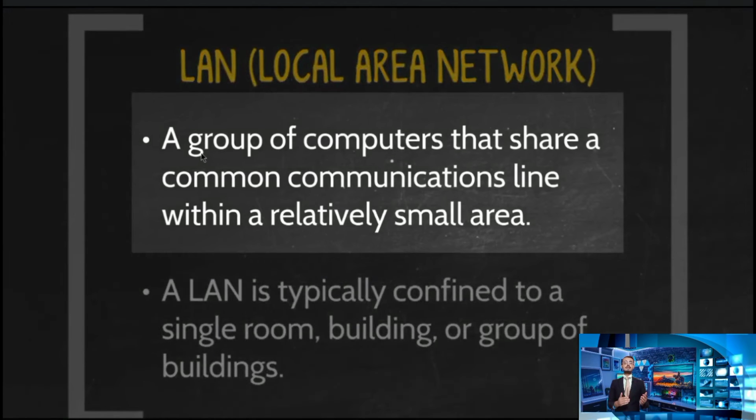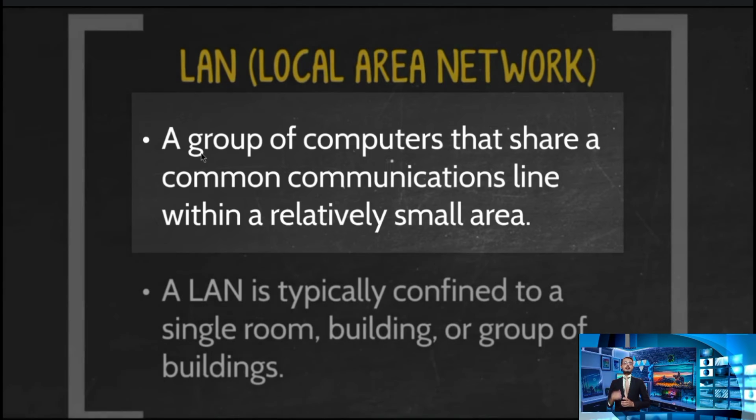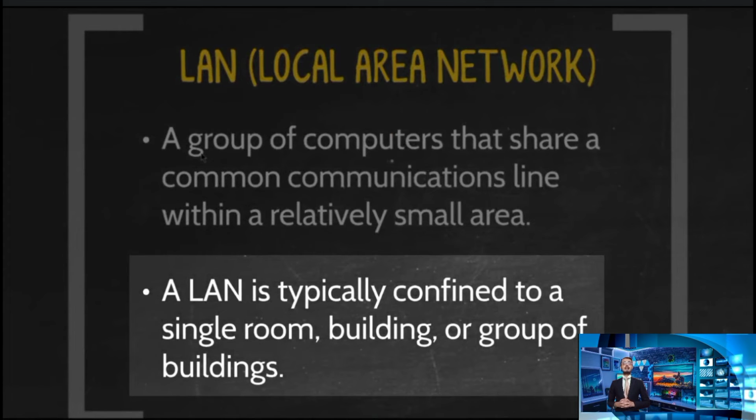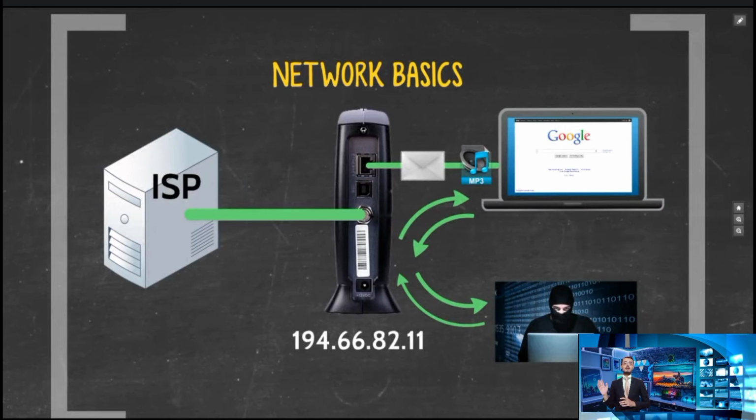A local area network is best described as a group of computers that share a common communication line within a relatively small area that is typically confined to a single room, building or a group of buildings. Let's explore how a LAN is formed and some important considerations. To illustrate the structure of a local area network, we will start with the most basic network configuration.